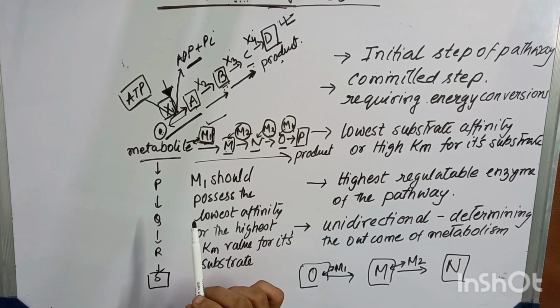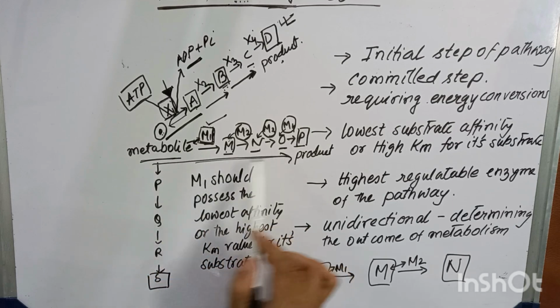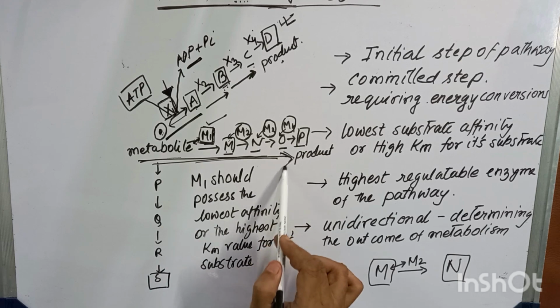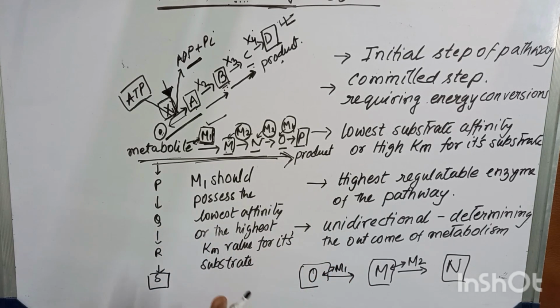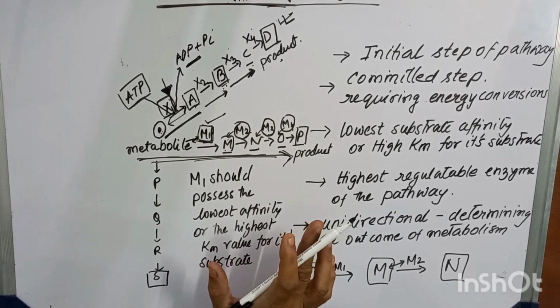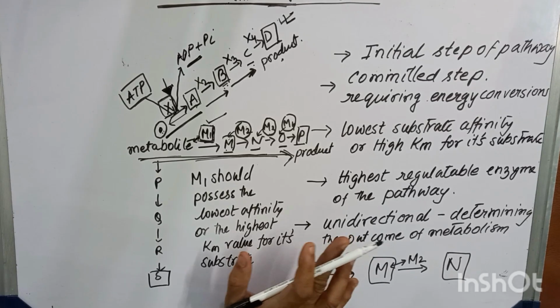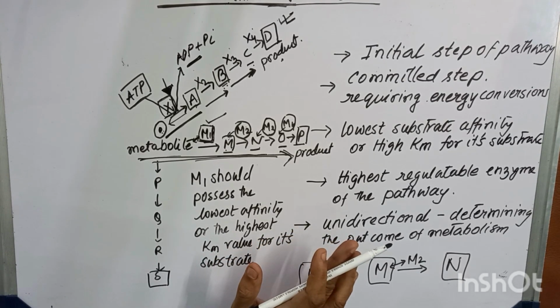And the last thing is that this rate limiting enzyme should govern the outcome of the metabolism. The rate limiting enzyme governs the outcome of metabolism. So if you are able to inhibit a rate limiting enzyme, you will be able to block a pathway and the metabolism will shift towards something else.